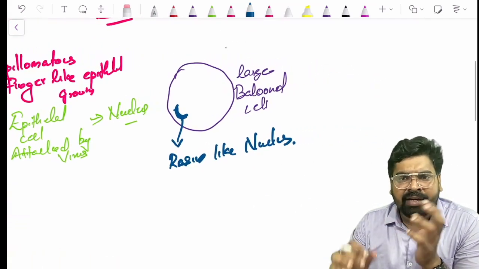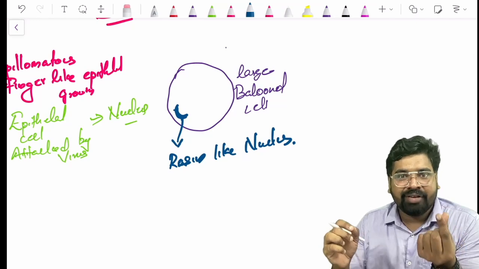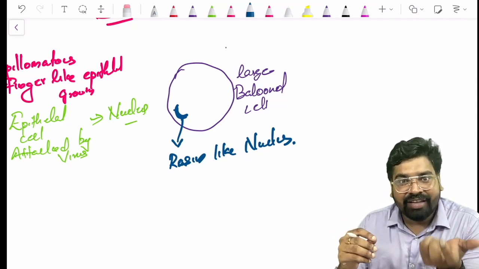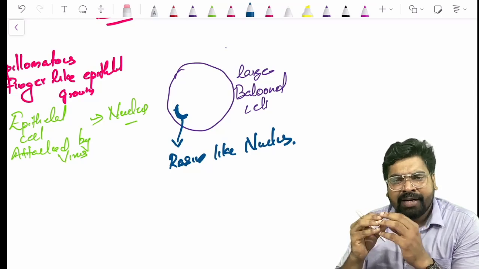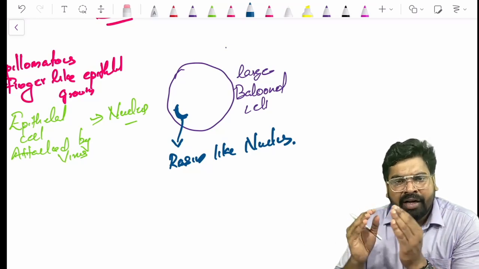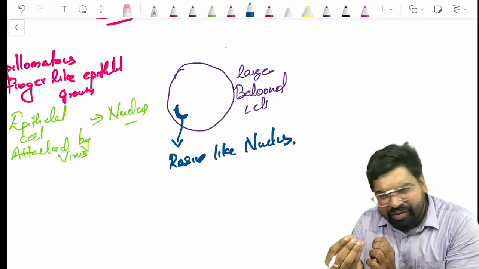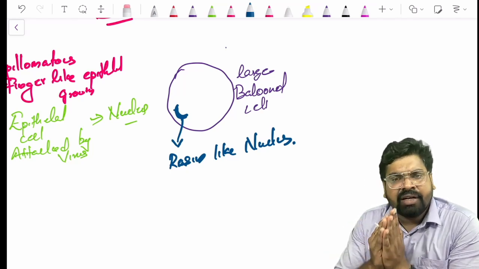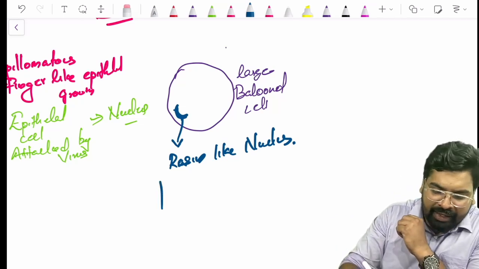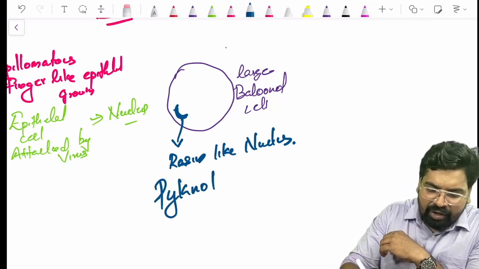You have seen dried grapes, and that is what we call raisin. So the nucleus will be damaged, and the nucleus will get the shape of a raisin. So that is called a pycnotic nuclei.